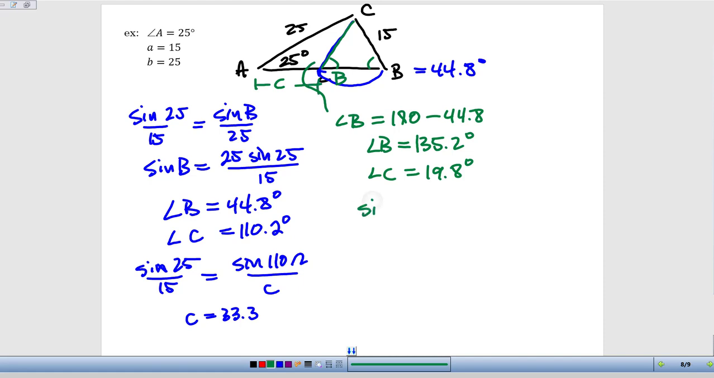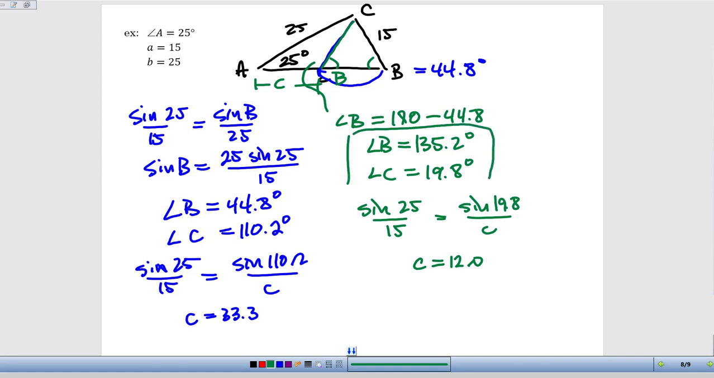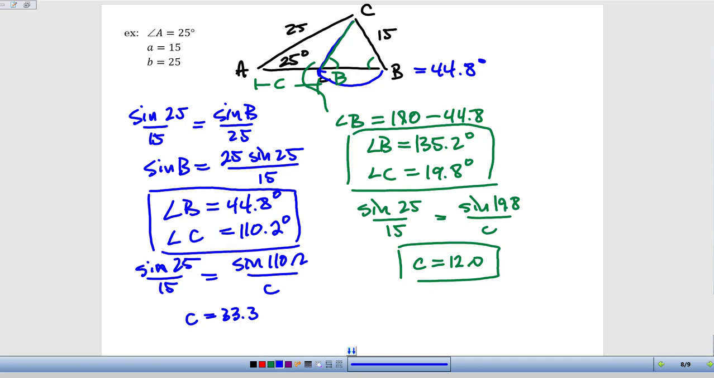And so that's where the law of sines comes in. Sine of 25 over 15 equals the sine of 19.8 over length C. So a little cross multiplying, a little dividing, yields C is, if we round to the nearest tenth, 12.0. So here's the second version of the triangle that's possible, the one where angle B is obtuse. And then over here is our result for the original configuration that we drew, the one that was in all black, with angle B being acute and angle C up at the top being obtuse.